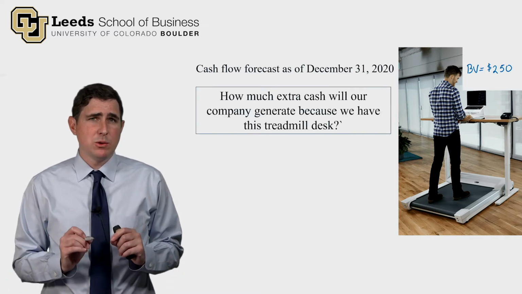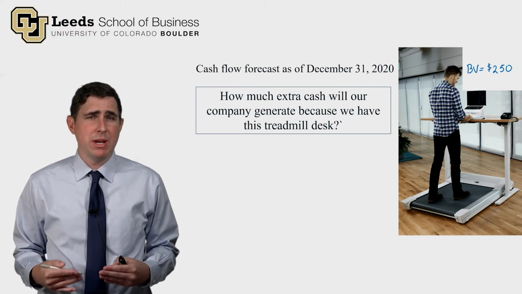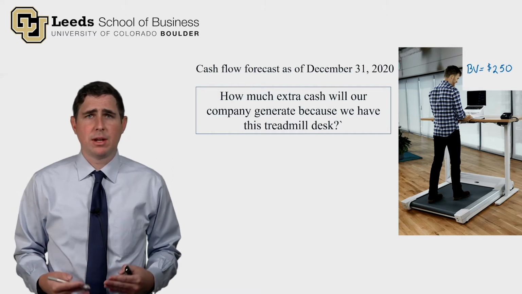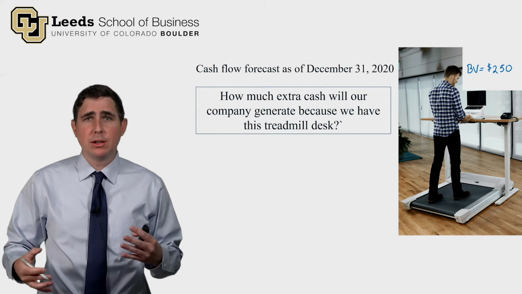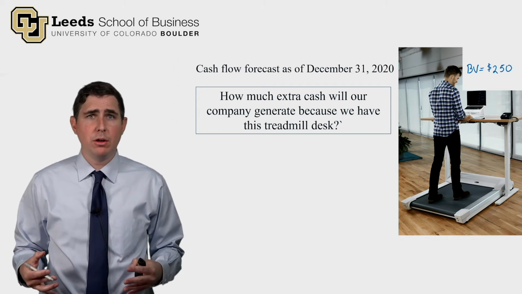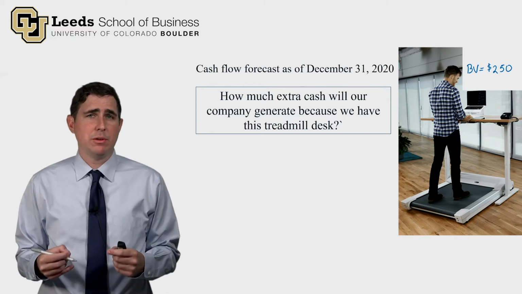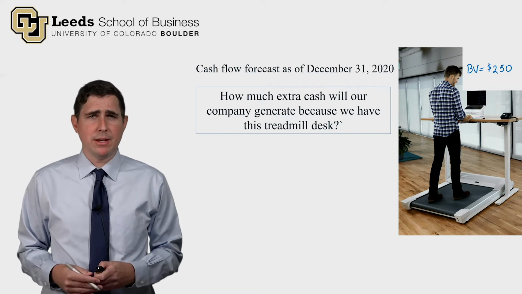So what the accountants will need to do is think, how much extra cash is our company going to generate because we have this treadmill desk? That is the basis of the treadmill desk's value to the company. Because I am walking while I'm doing my work, maybe I can do more sales, generate more revenue, and the company will have extra cash flow. That's the idea of this treadmill desk representing an asset. So how beneficial is it to have this treadmill desk?